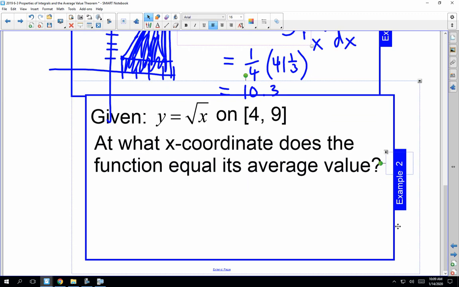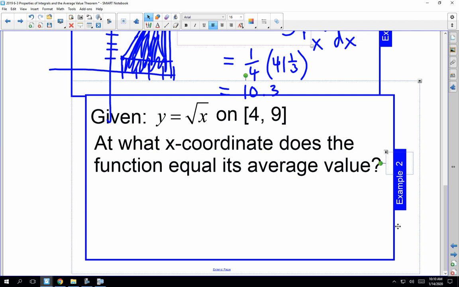Given y equals square root of x, I think we did this with the mean value theorem too. Given that y equals square root of x on 4 to 9, at what x coordinate does the function equal its average value? It's kind of weird thinking about average value of a curved function, but we want to find the average value of the function between 4 and 9. According to our average value theorem, there exists a c between 4 and 9 such that when you plug that c into root x, it equals the average value. We're going to see if we can find that. Just like with the mean value theorem, it's an existence formula, so you can't always find it. You can with this one.